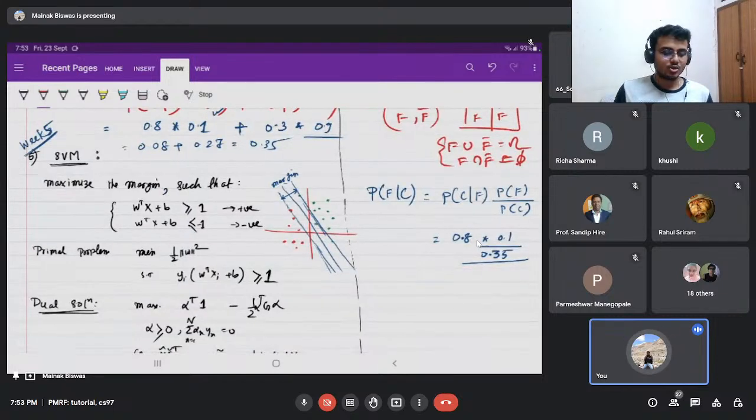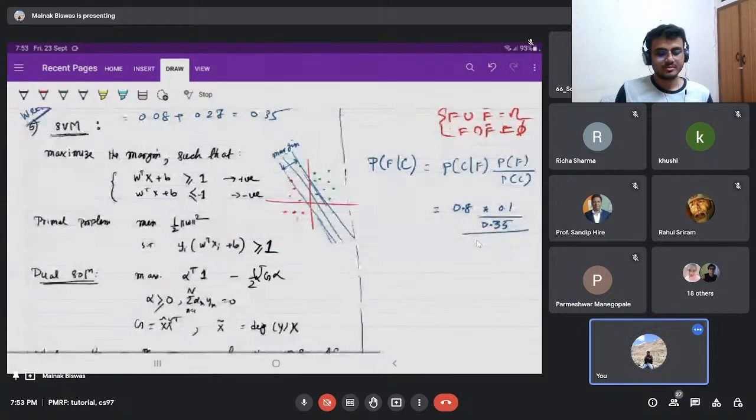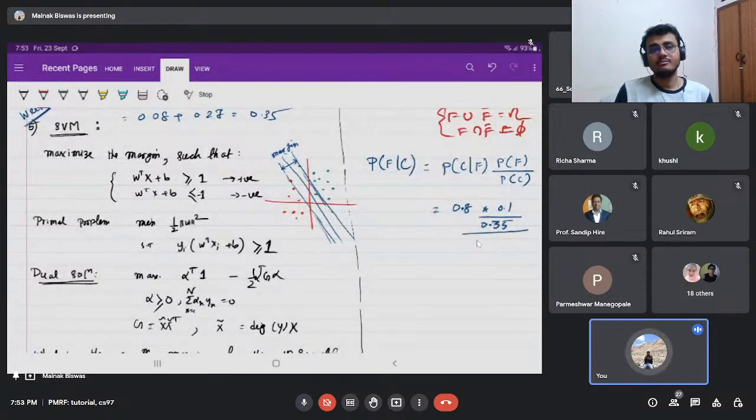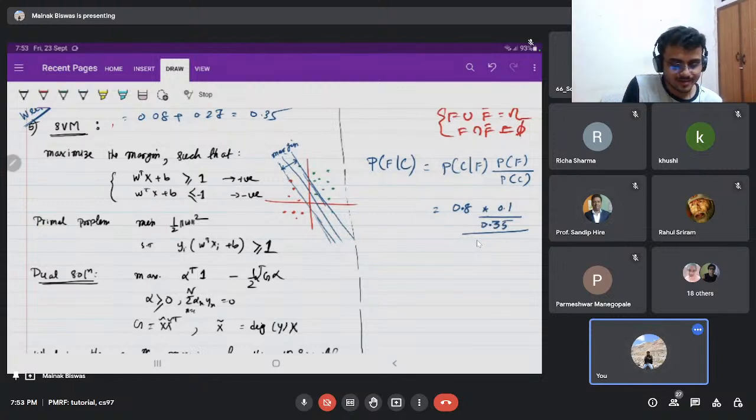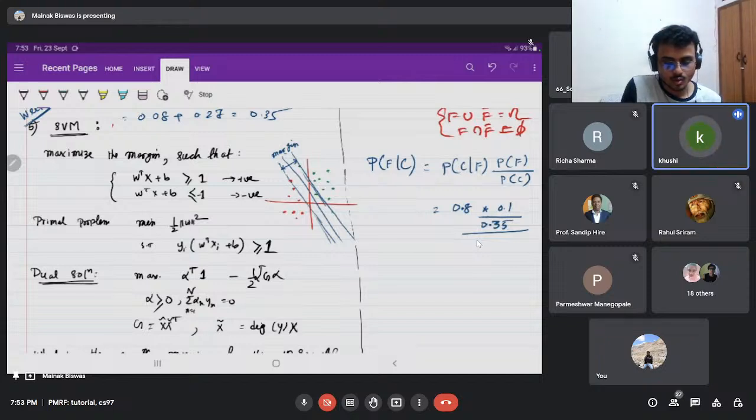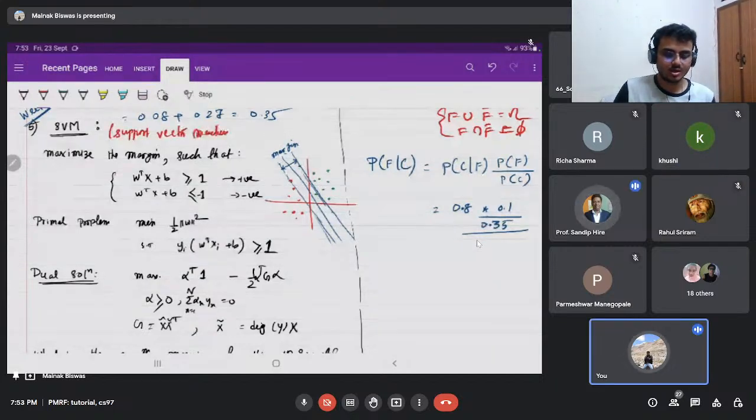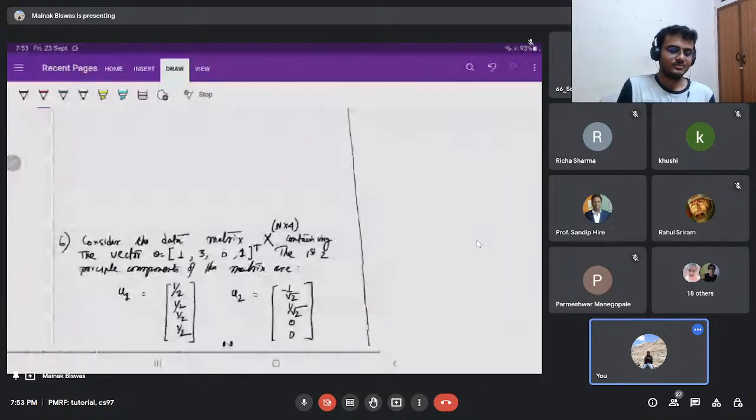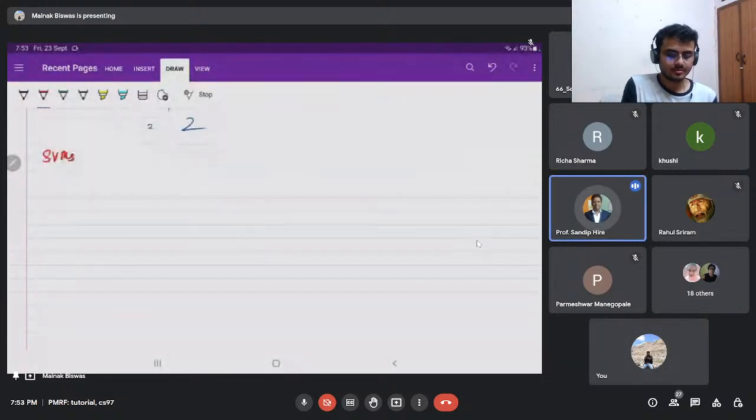So I would like you to recall what an SVM is. Do you all recall an SVM? Support vector machine. Yeah, the name I know you all recall. Supervised. We have the margin. Correct.